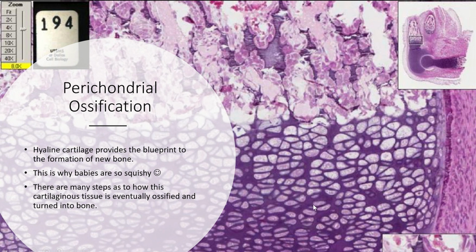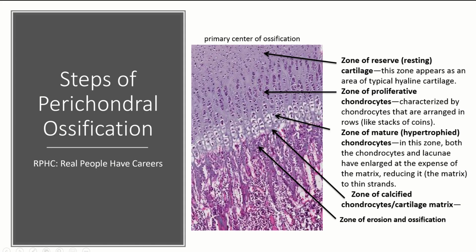And there are many steps to how this is ossified, and so we are going to go over those. These are the steps of perichondrial ossification. It is a lot of words, so the way I remember it, or the way I did at first, was real people have careers. Real people have careers is that kind of acronym for that. The R in there is going to be this top one, and that is going to be the zone of reserve or resting. Okay, the R, real people.